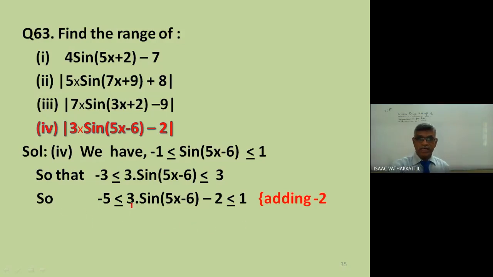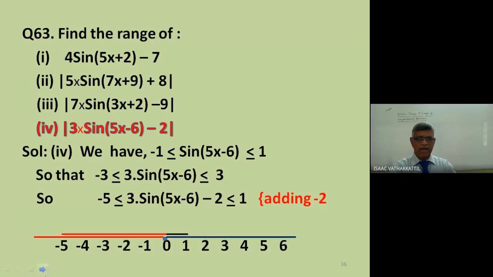So this 3 sine 5x minus 6 minus 2 lies between minus 5 and 1. See, here we have some positive quantities, some negative quantities. f(x) lies between minus 5 and 1. What happens if we take the modulus?